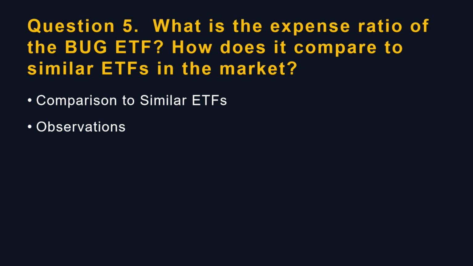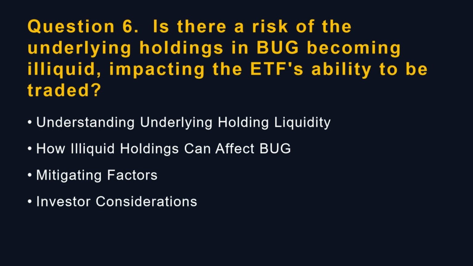It's important to note that expense ratios can change over time, so it's always wise to check the latest information before investing. Question 6. Is there a risk of the underlying holdings in BUG becoming illiquid, impacting the ETF's ability to be traded? Yes, there is a risk of the underlying holdings in the BUG ETF, Global X Cybersecurity ETF, becoming illiquid, potentially impacting the ETF's own tradability. Here's a breakdown of this risk and how it might affect BUG. Understanding underlying holding liquidity. BUG is an index-based ETF that tracks the INC Cybersecurity Index. This index holds a basket of companies within the cybersecurity industry.